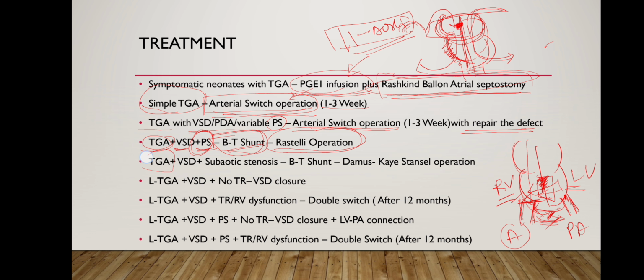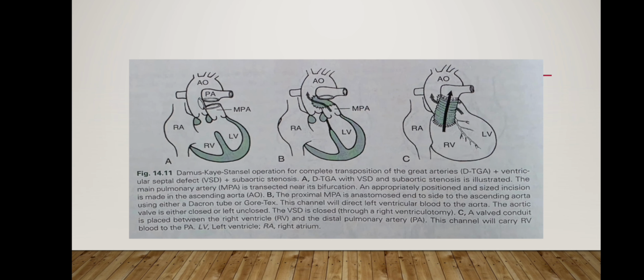Now if TGA is present with the VSD and subaortic stenosis, that means the aorta is stenosed, we have to do the BT shunt to increase the blood flow to the pulmonary artery, and after that we do the Damus-Kaye-Stansel operation. What is the Damus-Kaye-Stansel operation? This is the Damus-Kaye-Stansel operation.